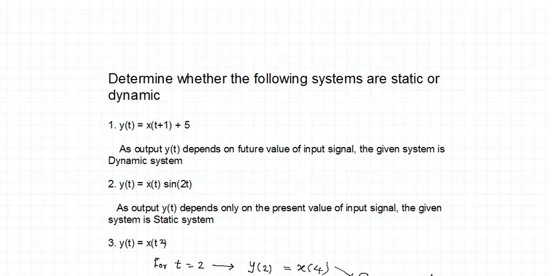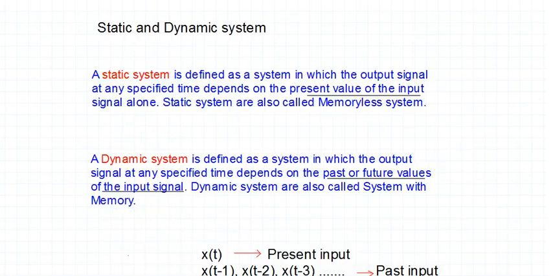A static system is one which is dependent only on the present value of the input, whereas a dynamic system is one which is dependent on past or future values of the input signal. So if you understand these definitions and try to apply them to the given problem, what do we understand?